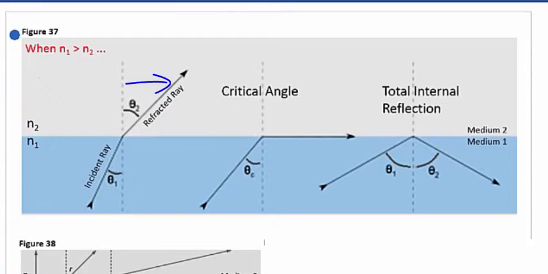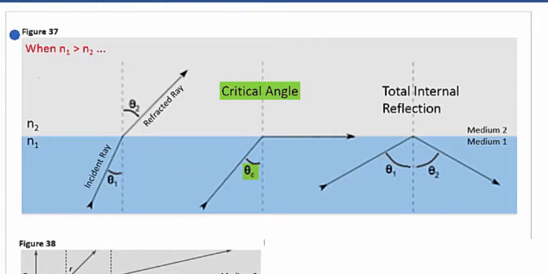Now, as the light passes from medium 1 to medium 2, it bends away from the normal. Recall that tells us that the index of refraction for medium 1 is greater than the index of refraction for medium 2. Now, if we keep increasing the incidence angle, the refracted angle keeps increasing as well. Once the angle of incidence increases to a point where the refracted angle is 90 degrees, the refracted ray is directly along the interface. And at this point, the incident angle is known as the critical angle.